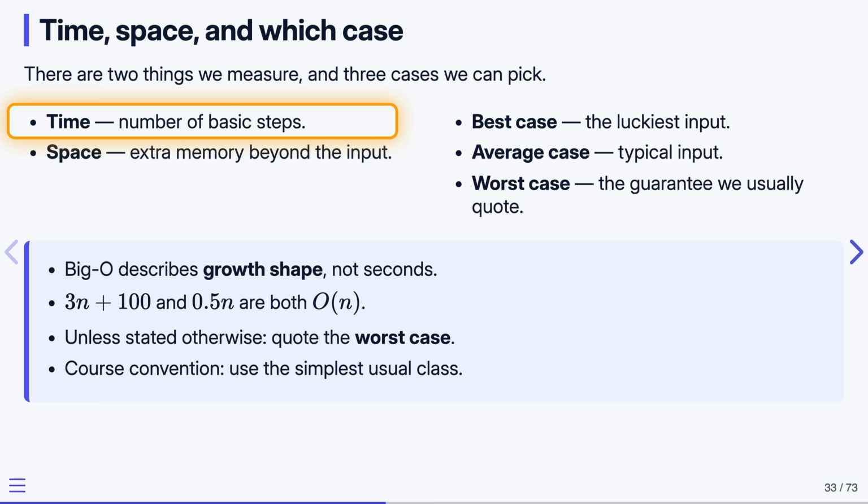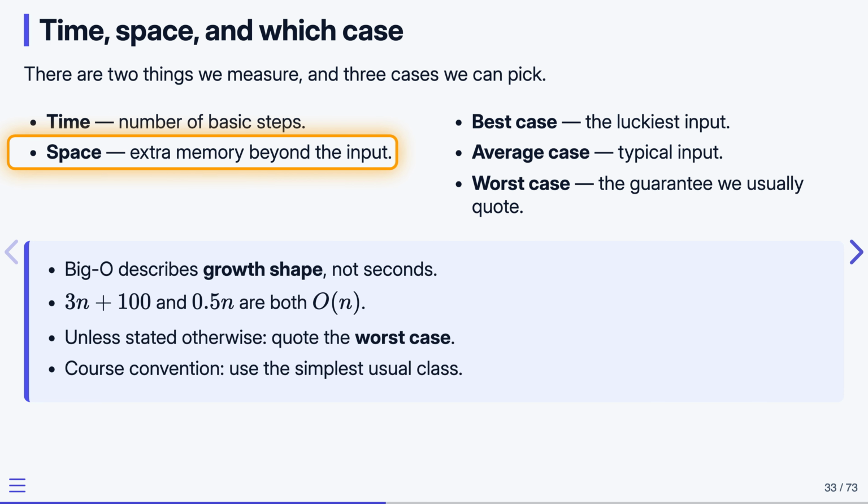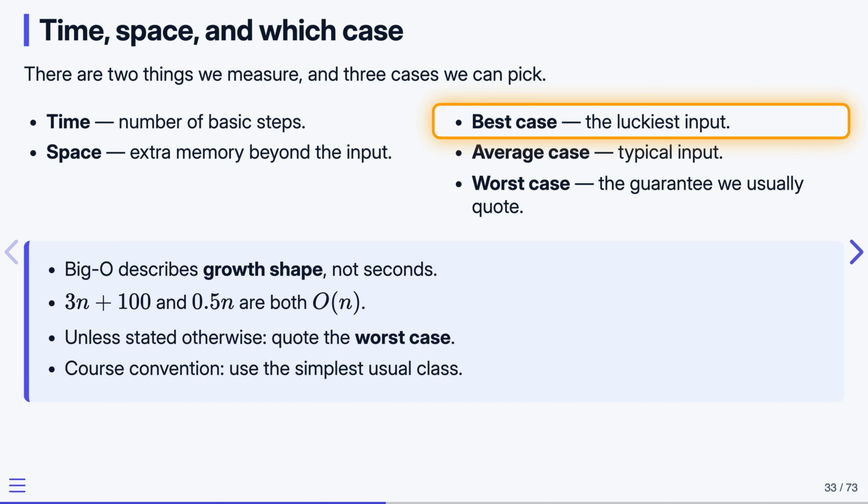There are 2 things we can measure. The first is time. Time means the number of basic steps the operation takes. The second is space. Space means the extra memory we use beyond the input itself. We also pick which case we are talking about.